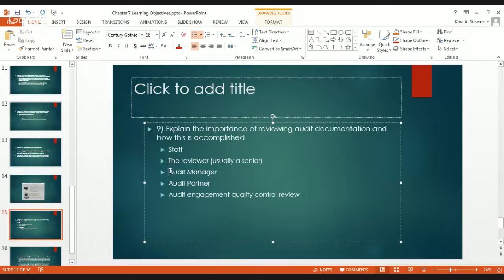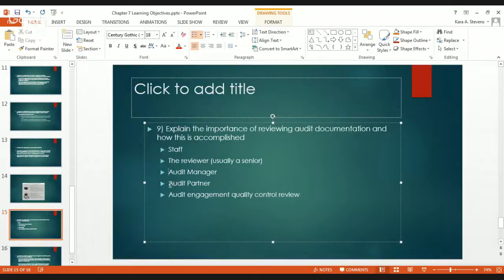The audit manager has the next level of review, looking at even all of the work that the senior has reviewed. Generally, in most firms, the audit manager is a CPA, and the rule is that on any audit, every single work paper needs to be signed off by a CPA. So the audit manager usually goes through every work paper and reviews it and signs off.